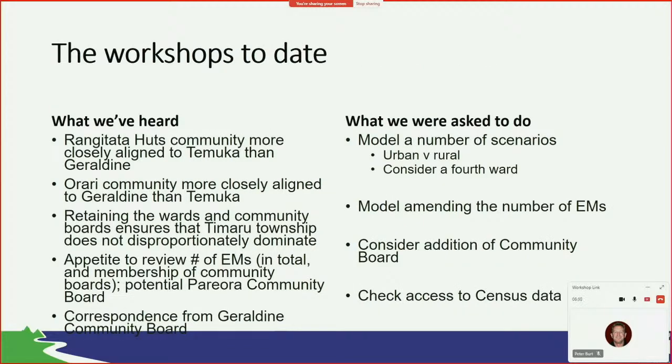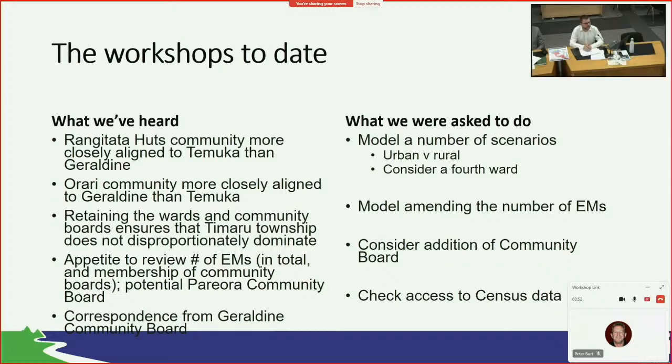We're a new team picking this up, seeing as this was previously run externally. We've gone through the previous workshops to try and get an understanding of what your views were previously. And just to allow you to understand what we've heard, and noting that some of this is potentially contested. So we've heard things such as that the Rangitata Huts community might be more closely aligned to Te Muka than Geraldine, and the opposite for Orari.